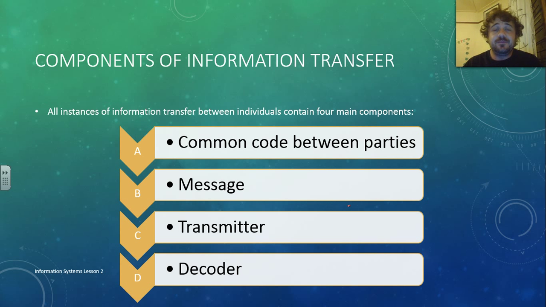All right, so every time we have information transfer, there are four components that are always there. First, there is a common code between the parties. In other words, there needs to be something that you're both going to understand. And right now, it's English. English is the code that you and I share. Okay? There needs to be a message. Now, the message is what I'm telling you. So that's what's going to be passed along. There's a transmitter, in this case it's going to be the internet, and there's a decoder, and that's your brain.